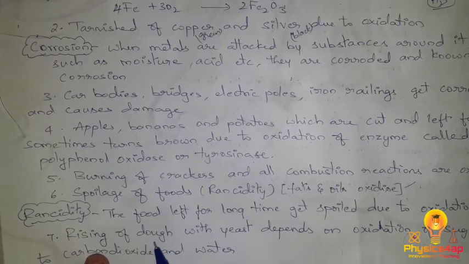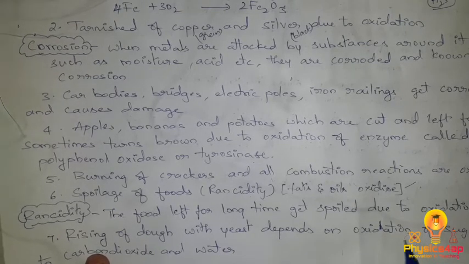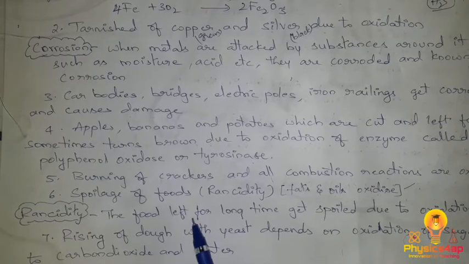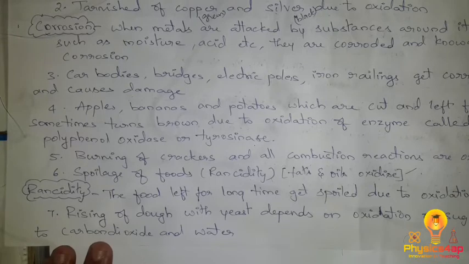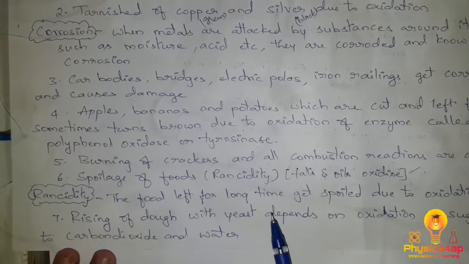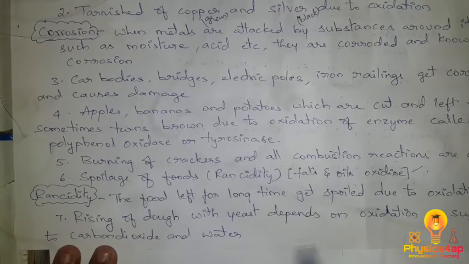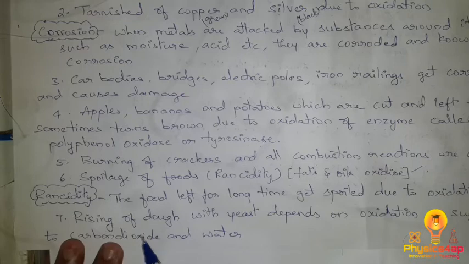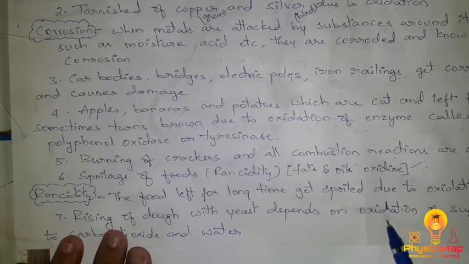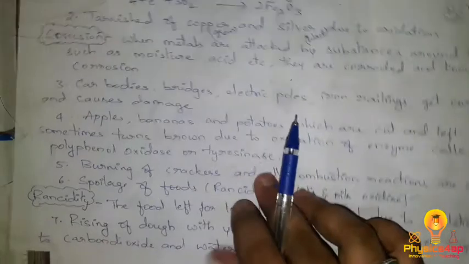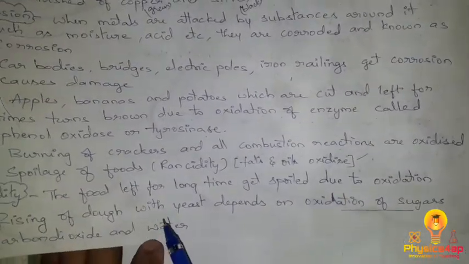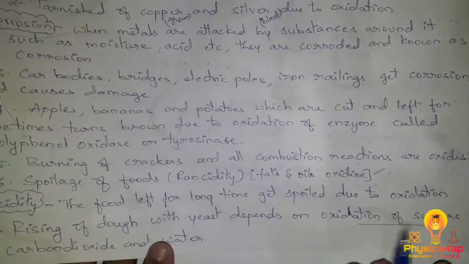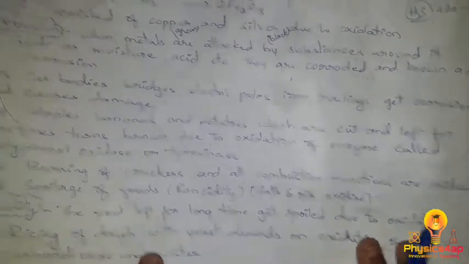And next is the rising of dough with yeast, which depends on the oxidation of sugar to carbon dioxide and water. Dough means, like, we take wheat or maida and we put some yeast. It oxidizes the sugar to carbon dioxide and water. So due to the oxidation of the sugars, we get carbon dioxide and water. So this is also one of the effects of oxidation in our daily life.